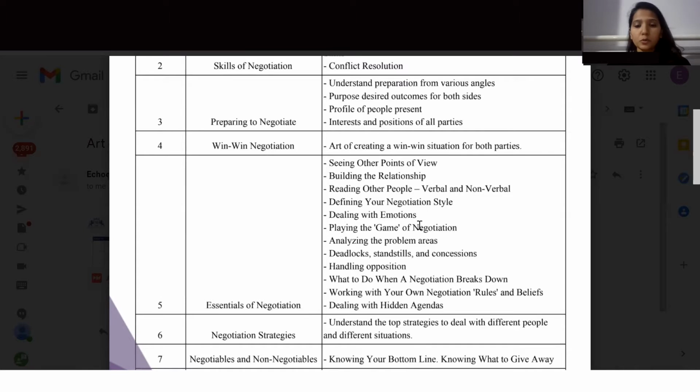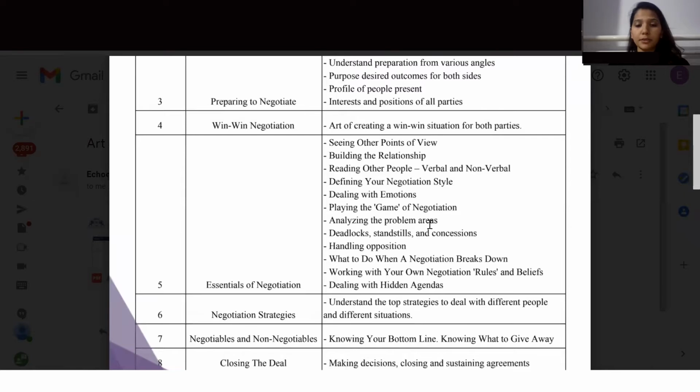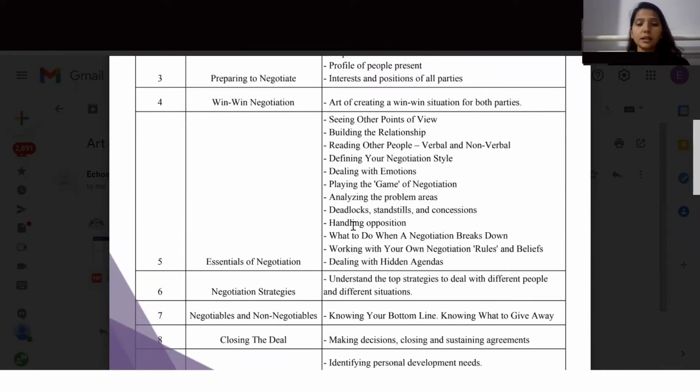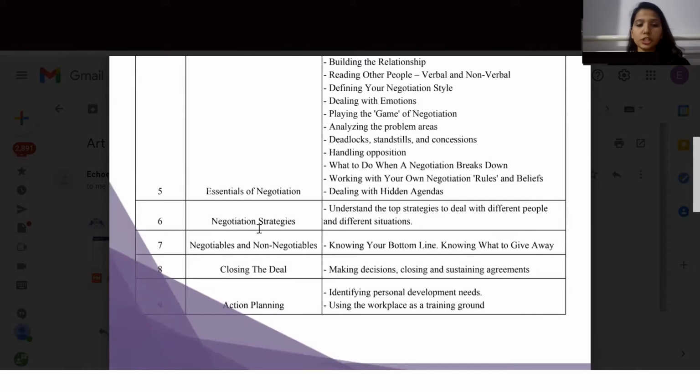Okay, so dealing with emotions, playing the game of negotiation, analyzing the problem areas, deadlocks, standstills, and concessions, handling opposition, what to do when a negotiation breaks down, working with your own negotiation rules and beliefs, dealing with hidden agendas, and negotiation strategies, understanding the top strategies to deal with different people and different situations.